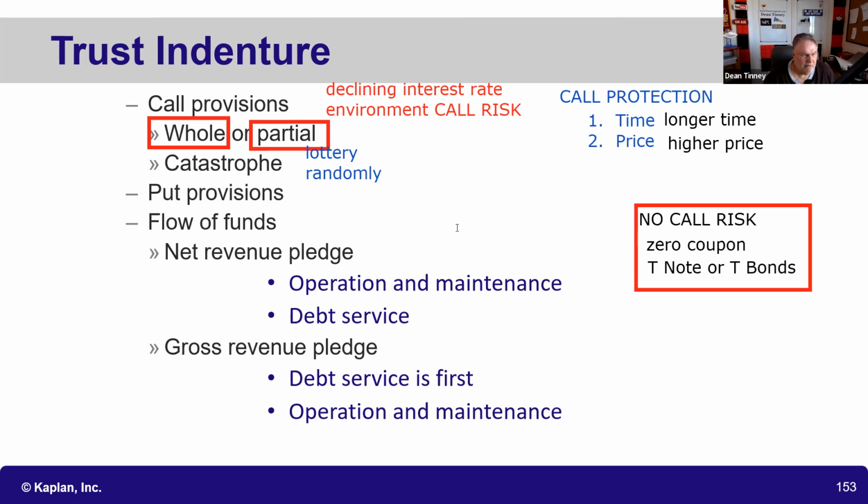So the MSRB says these call provisions need to be disclosed with one testable exception. And that one testable exception is a catastrophe call.